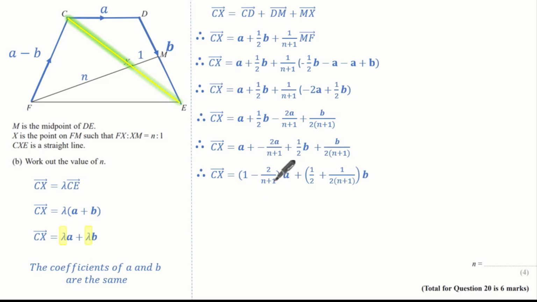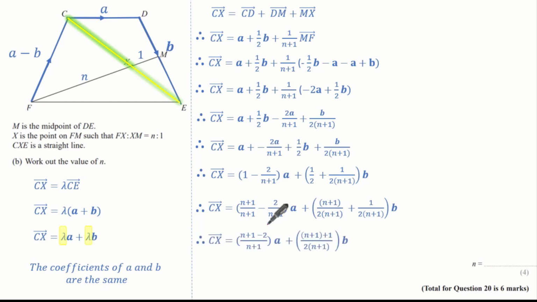This needs to be simplified a little bit more. So I'm going to make both terms have the same denominator and write it as a single fraction. Rewriting 1 to be (n plus 1) over (n plus 1), and rewriting a half to be (n plus 1) over 2(n plus 1). Now I have the same denominator, I can simplify further. n plus 1 subtract 2 over n plus 1, and here, making the same denominator, I have n plus 1 over 2(n plus 1). Simplifying further, now I can identify my coefficient of a to be (n minus 1) over (n plus 1), and my coefficient of b to be (n plus 2) over (2n plus 2).